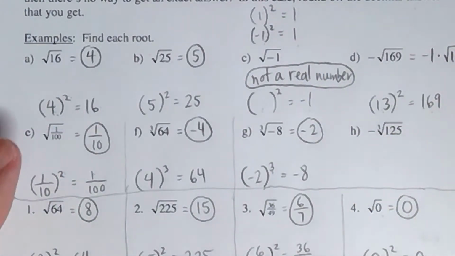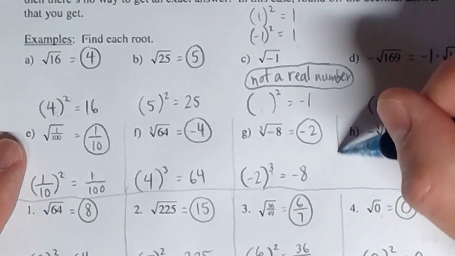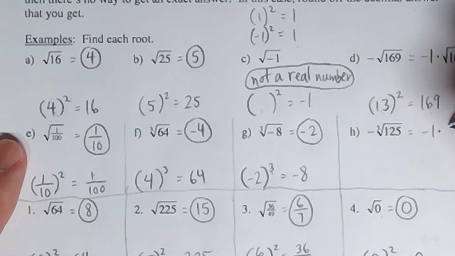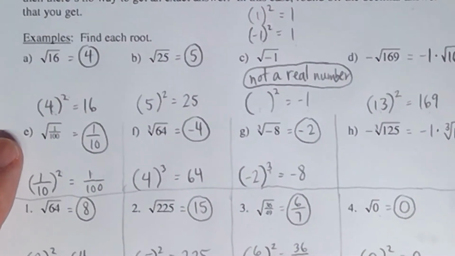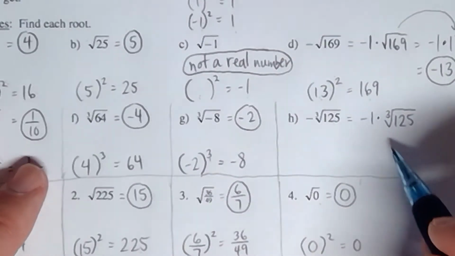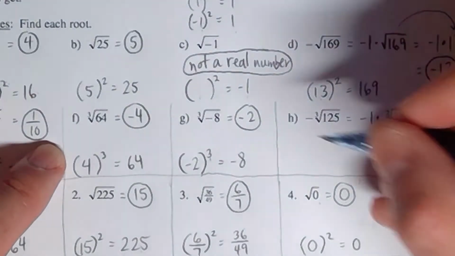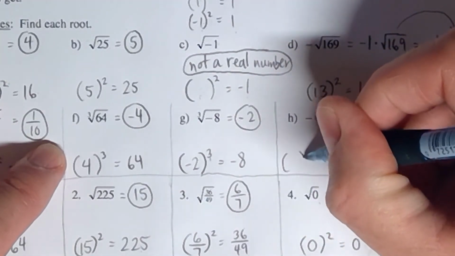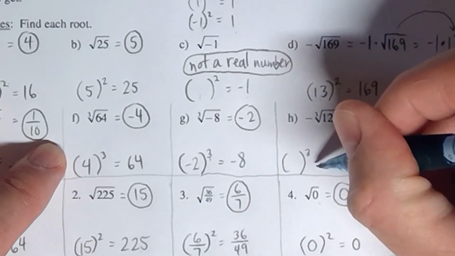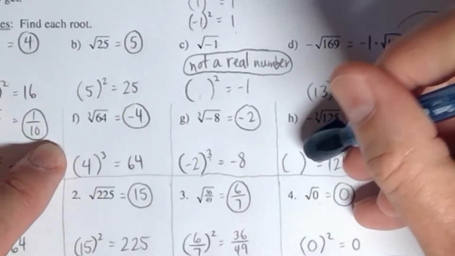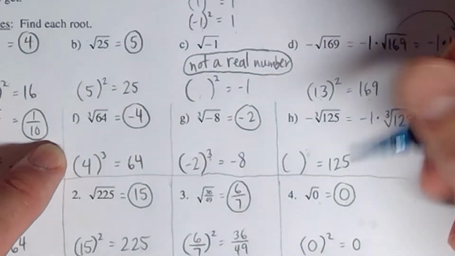And finally here in problem H, when you've got a negative in front of the radical, just like we did before, that means negative 1 times the radical. You figure out what the radical is equal to first, which means that we need to figure out what number goes inside of that bracket so that it's equal to 125.